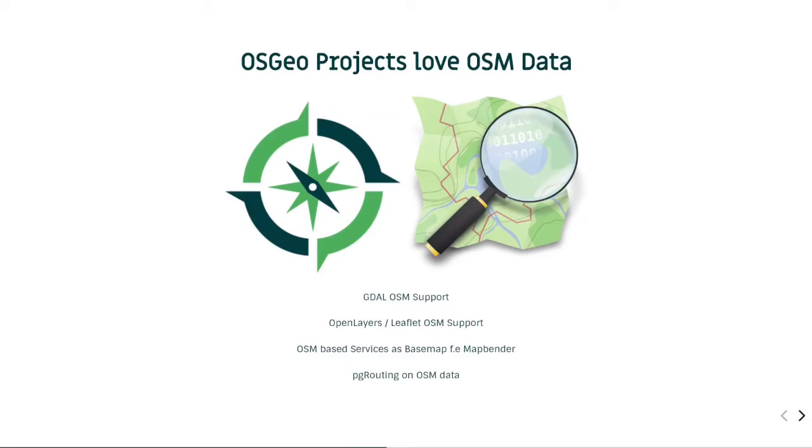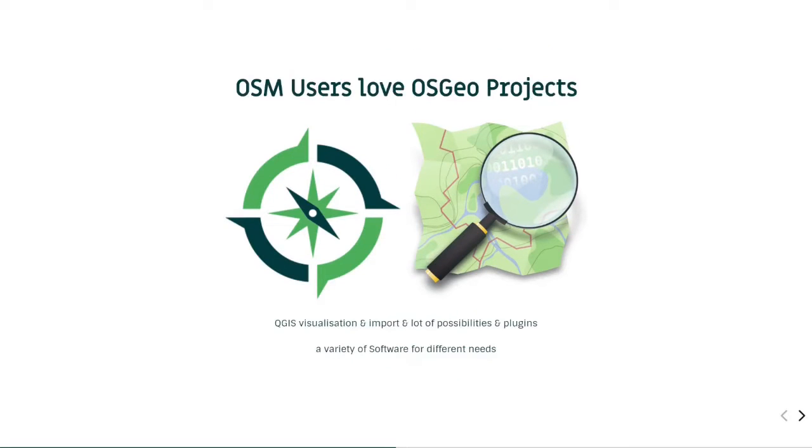Now this brings me to OSGeo and OpenStreetMap. OSGeo projects love OpenStreetMap data, and that is why GDAL, which I mentioned earlier, supports OpenStreetMap out of the box. That's why you can just drag an .osm file into QGIS and you should be good to go. OpenLayers and Leaflet also support OSM-based maps, as do QGIS, MapBender, and pgRouting, which uses OSM data as well.